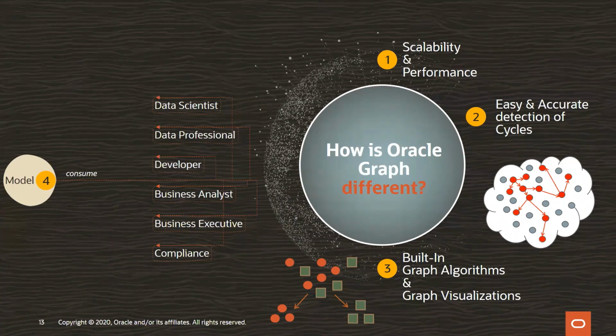The last point is on the model consumption. Because of the connectivity between the database as a source and the in-memory graph model, business insights can be generated between the data scientist or data professional, the developer, the business analyst, and the business executive. So the whole platform can be leveraged by different analytical roles within the organization and can be consumed directly with the help of different tools within the Oracle graph.